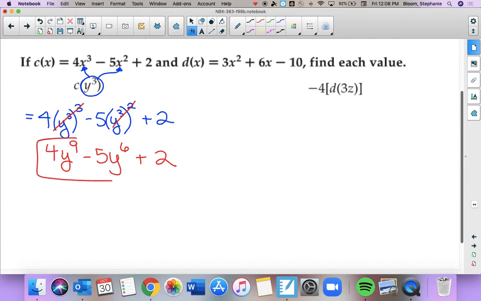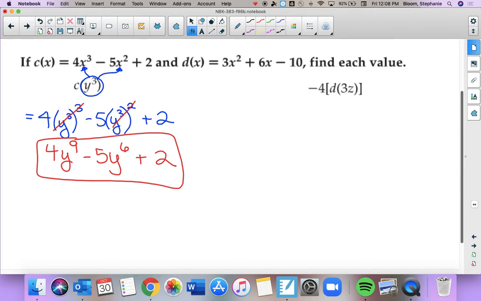So we are done. So most of the time when you evaluate and you plug in a number, you get out a single number. If you're plugging in a variable, then you're going to get out some type of polynomial in the end. Okay? Anybody have a question there? All right, now let's look at this one.